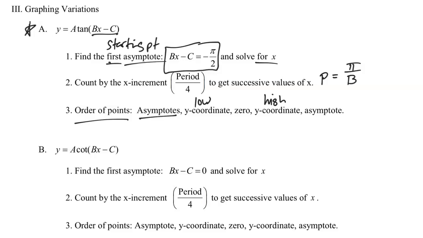For cotangent, very similar process. The only difference is that the first asymptote is found by taking the parentheses and setting them equal to 0 and solving for x, but you're still going to use period is equal to pi over b in order to find the period, and then in order to do that you need to find the x increment so that you know what to count by. And then the order of points is very similar, except the y-coordinates are flipped. You're going to have the high y-coordinate first and then the low y-coordinate on your cotangent graph, since it's a decreasing function.